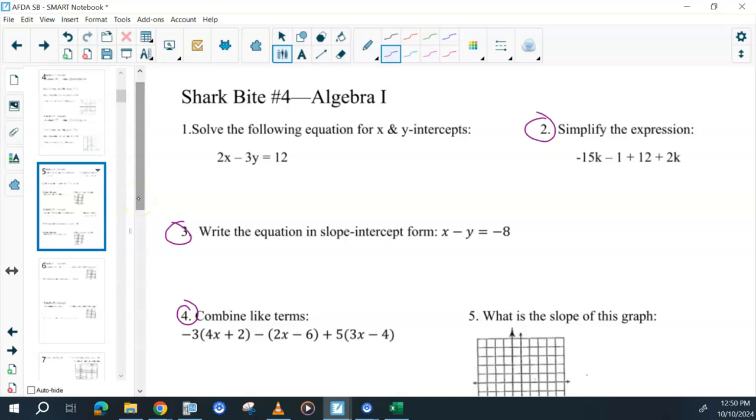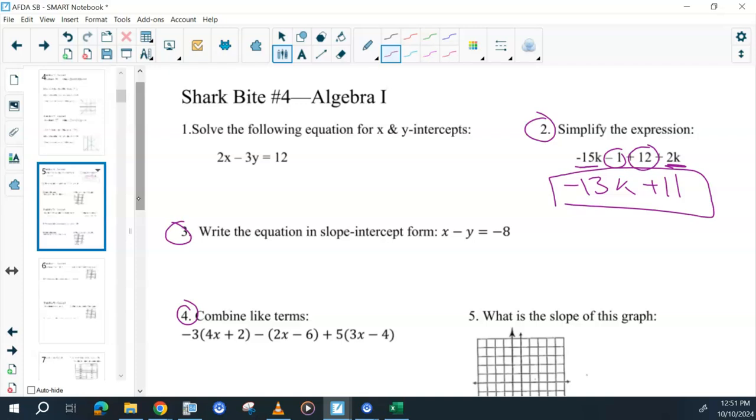Alright, for number 2, we're going to simplify this, just combining like terms. These two have k's, so I would do exactly what it says. Negative 15 plus 2 would be negative 13k. And then combine my constants, the numbers, negative 1 plus 12. So negative 13k plus 11 will be that final answer.